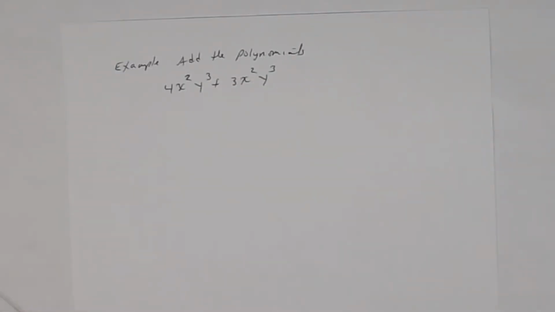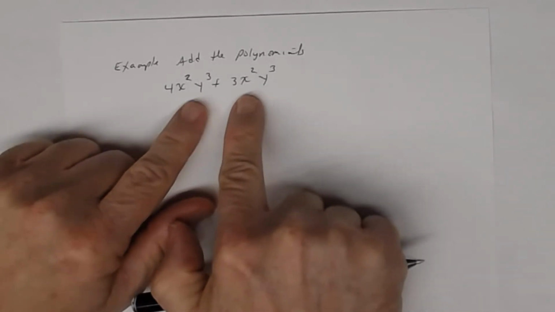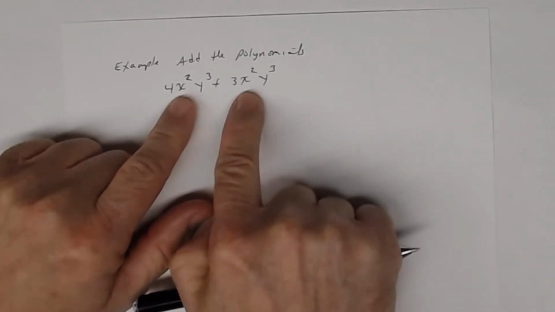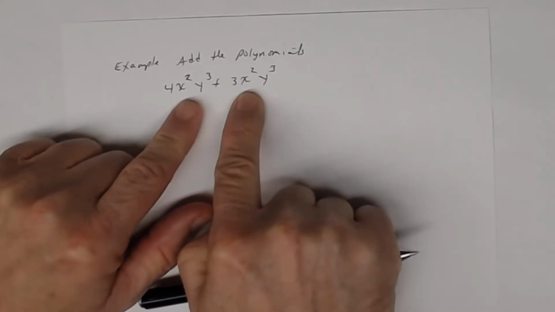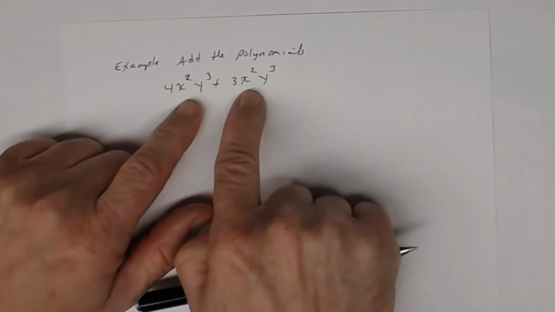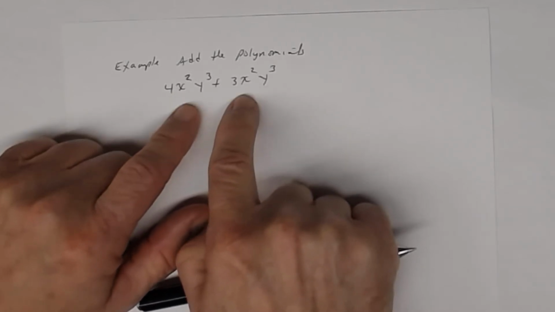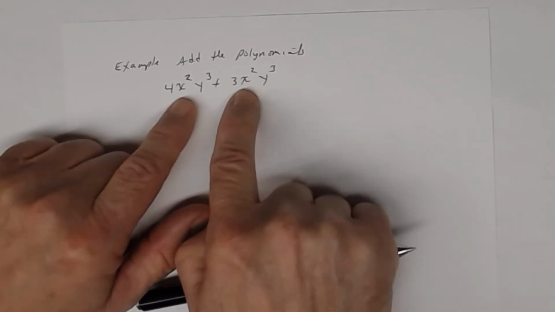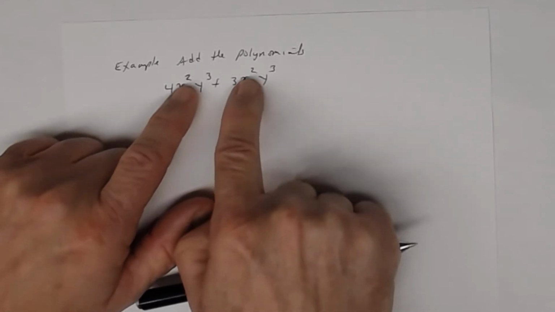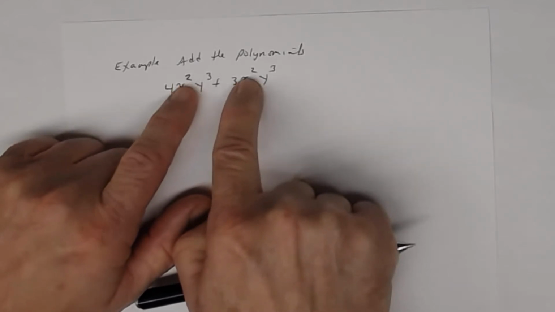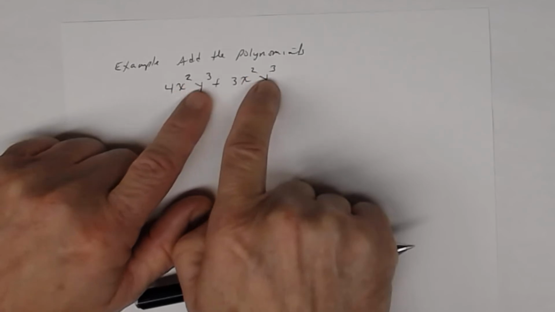As one more example, let's look at this one. So I want to add those two polynomials. Notice that these are monomials, and remember, a monomial is considered a polynomial. So you want to add these two polynomials here. Notice, though, that these are like terms. They both have x's and they both have y's, and the corresponding exponents are equal. The x's are being raised to the second power, and the y's are being raised to the third power.